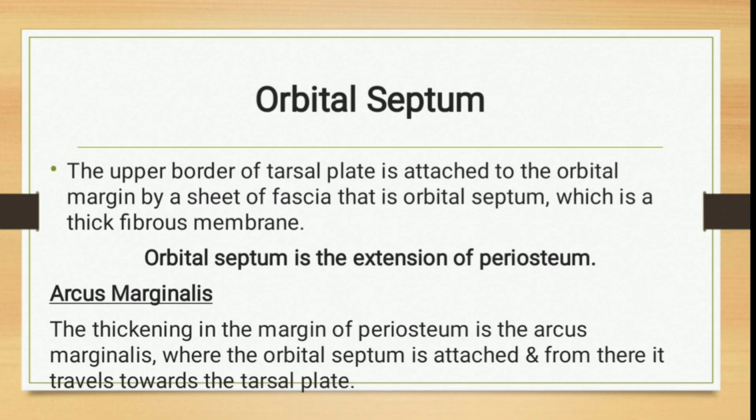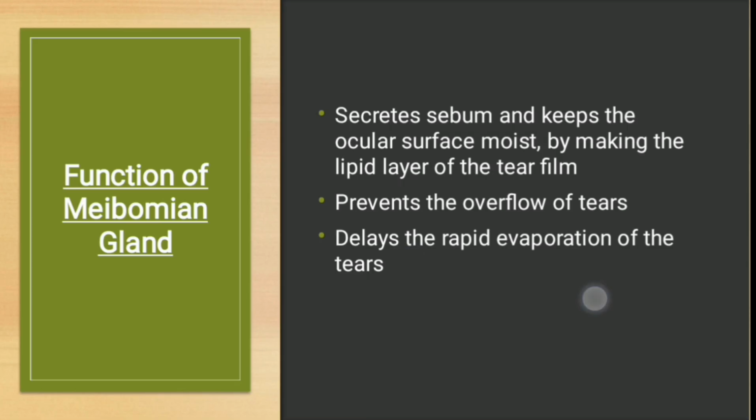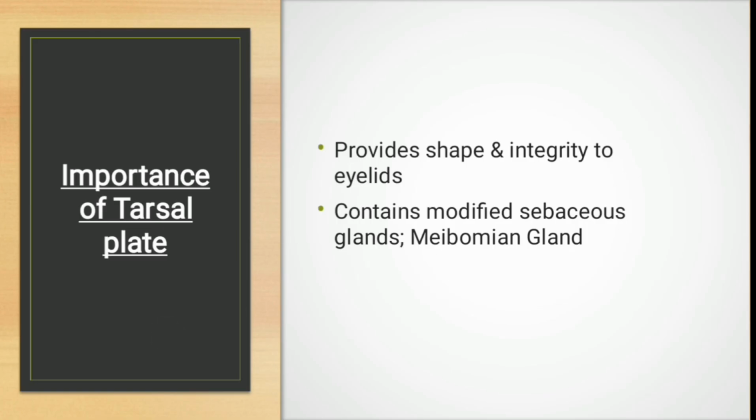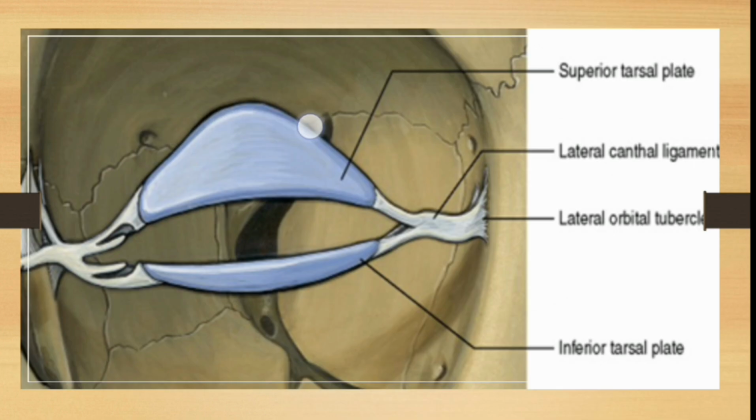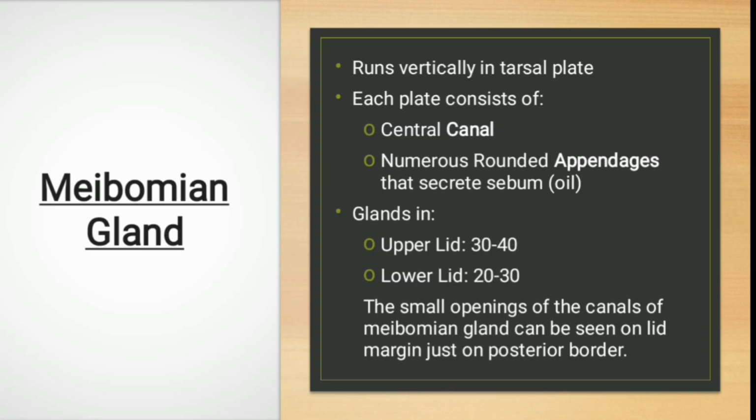So while we were discussing the tarsal plate, the upper border of the tarsal plate is attached to the orbital margin. We all know that the eye is inside an orbital region. So this tarsal plate which we were discussing is attached to the orbital margin, over here in the orbit, at some particular site, right?